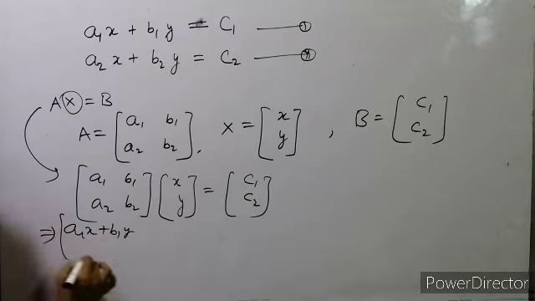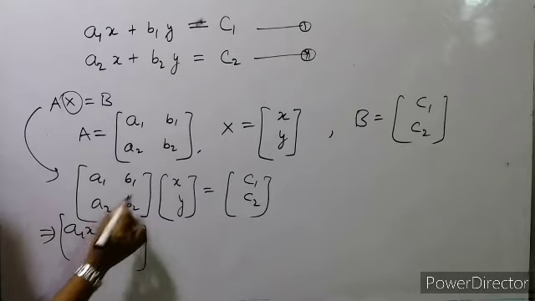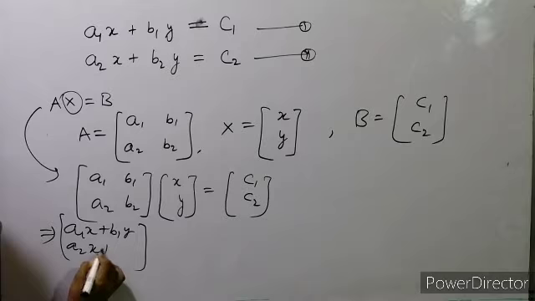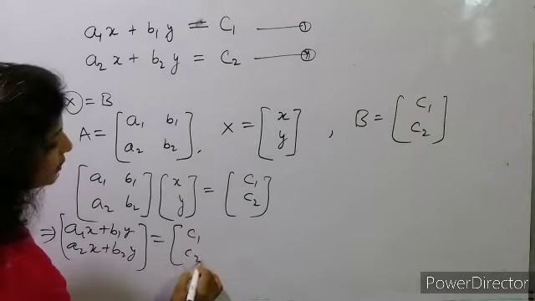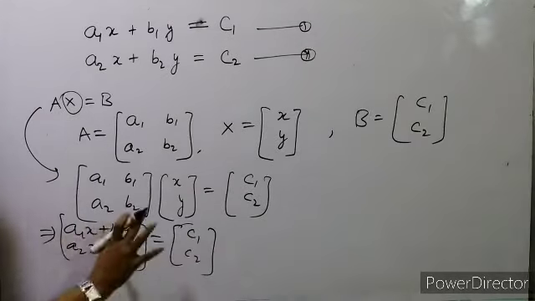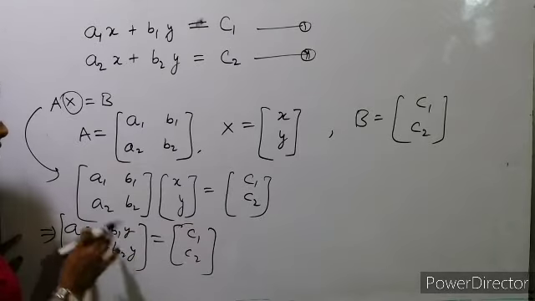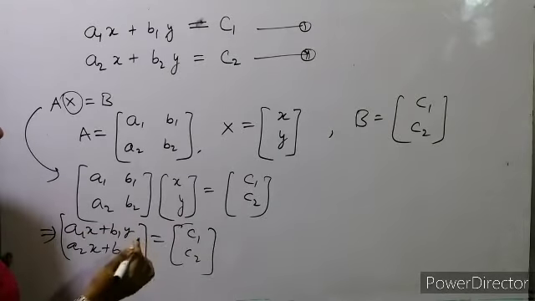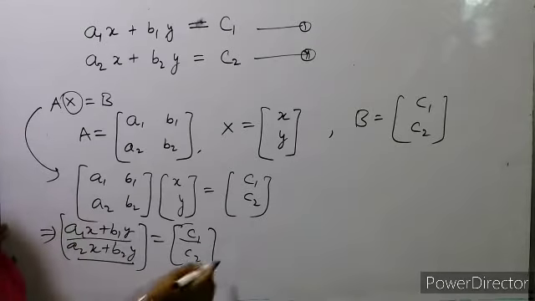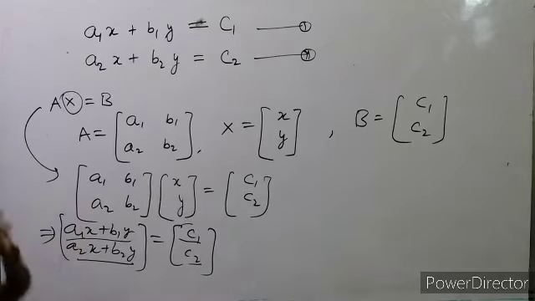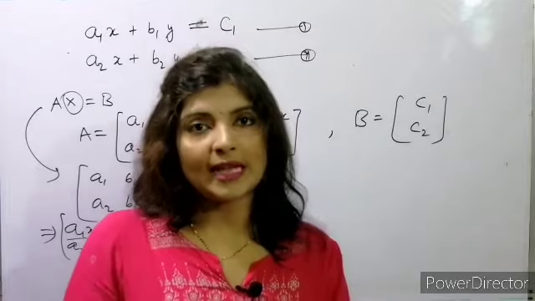First row, first column. Now second row, a2x plus b2y is equal to c1, c2. As we all know, when two matrices are equal, each element of the matrix will be equal. It means c1 will be equal to this one and c2 will be equal to this one. So the same thing is written here as linear equations with two variables. You find the value of the variables x, y.